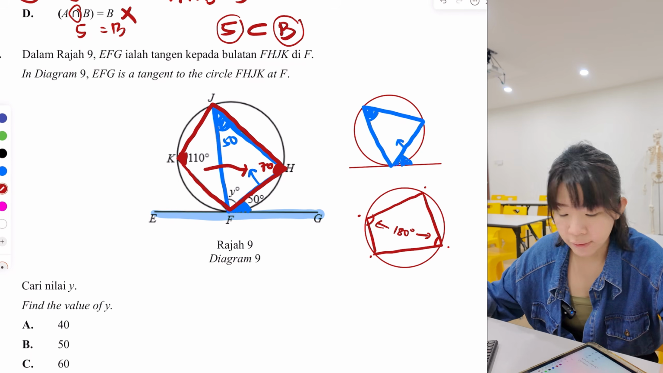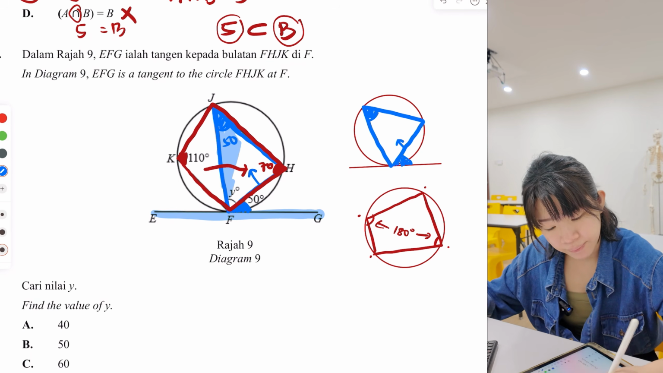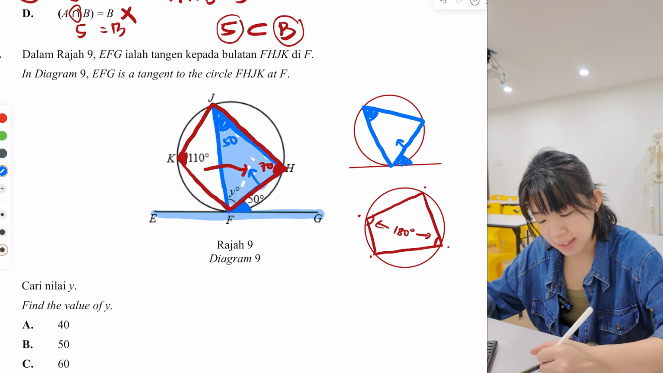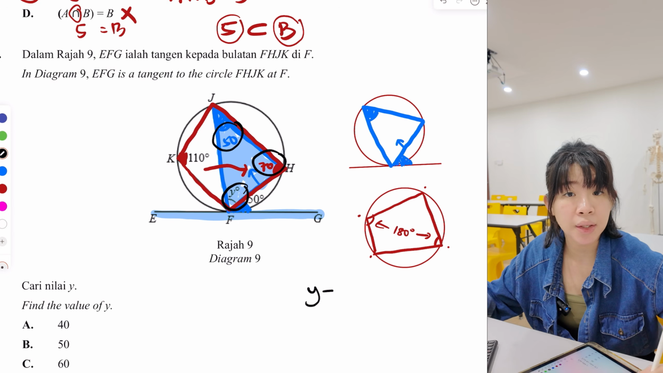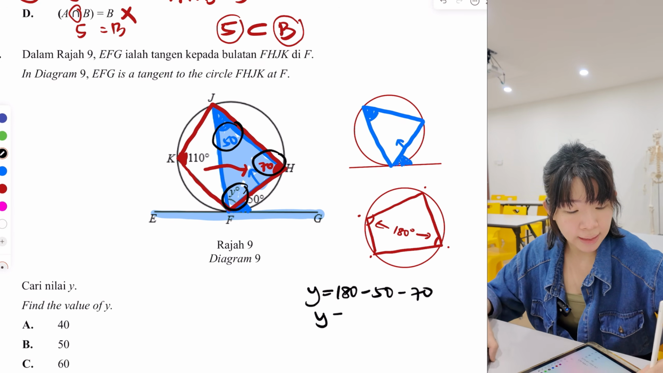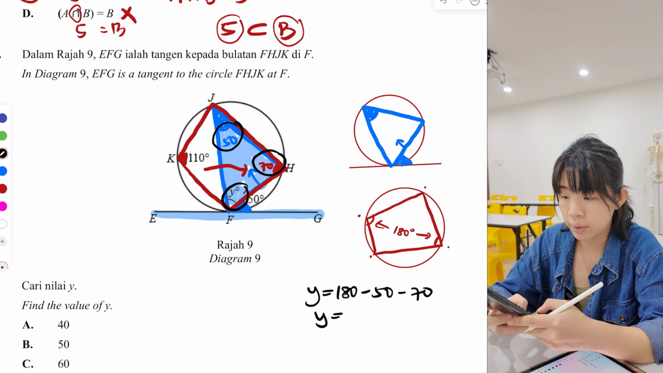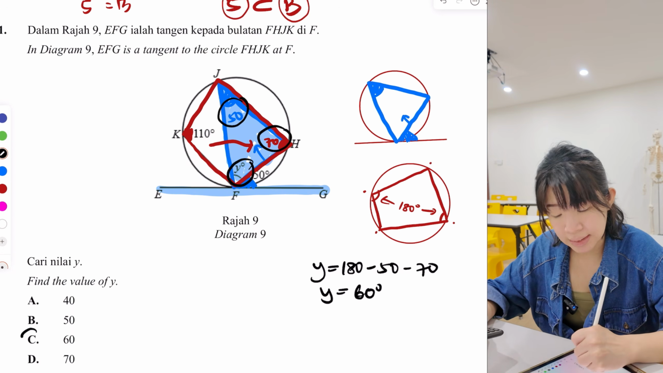So now you can find x, and you can find y because there is a triangle here. A triangle is always 180. So you have 50 and 70. Now you can find y. y equals 180 minus 50 minus 70. y equals 60. Answer C.